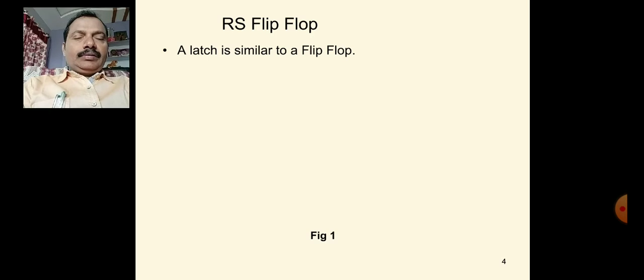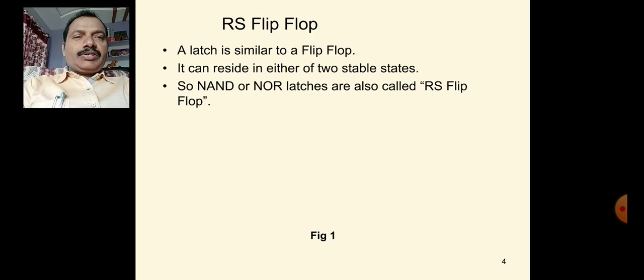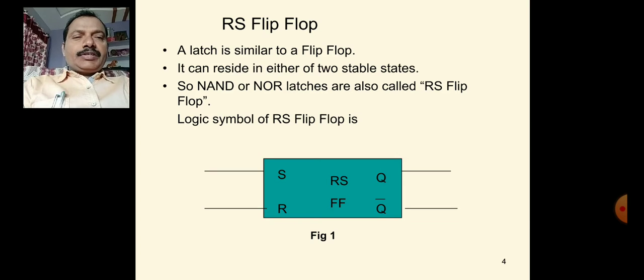Today we discuss RS flip-flop. It is similar to RS latch. It can reside in either of two stable states. So NAND NOR latches are also called RS flip-flop. So the logic symbol of RS flip-flop is shown here. It has two inputs, set and reset, S R inputs, and two complementary outputs, Q and Q bar.